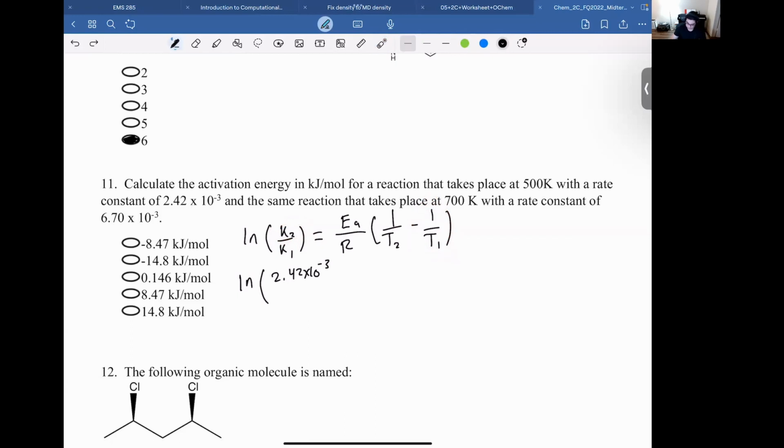2.42 times 10 to the negative third, that's the first one. The second one is 6.70 times 10 to the negative third. The activation energy is what we want. R is your energetic constant of 8.314. This is in joules per mole Kelvin. I won't write in the units. Actually, I do want to make a note of it though.